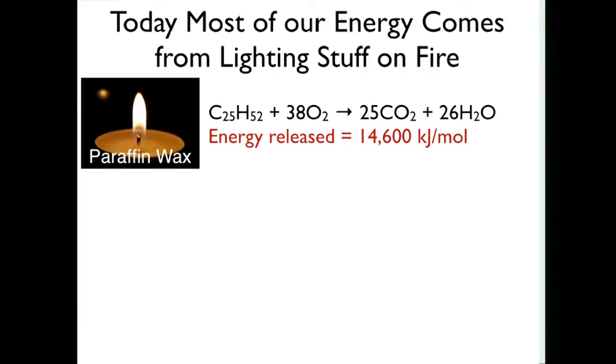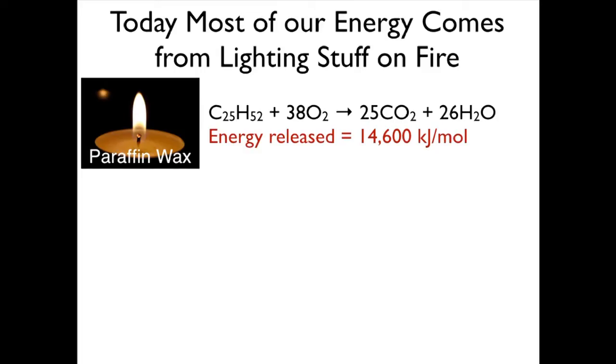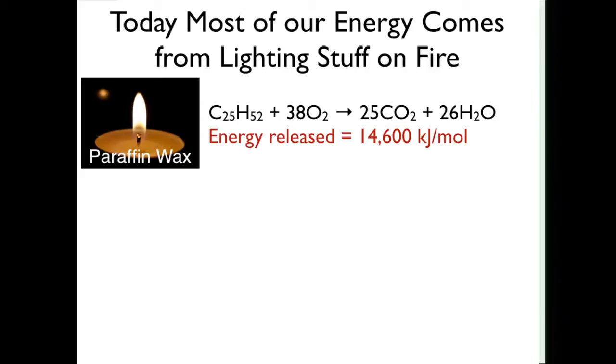And what we're doing here is I'm lighting this thing on fire, and it's going. It's a reaction that's happening. And what's happening is I'm getting energy out of this reaction in the form of heat. Right? So I'm breaking up this carbonaceous molecule, and I'm getting 14,600 kilojoules of energy per mole of C25H52.